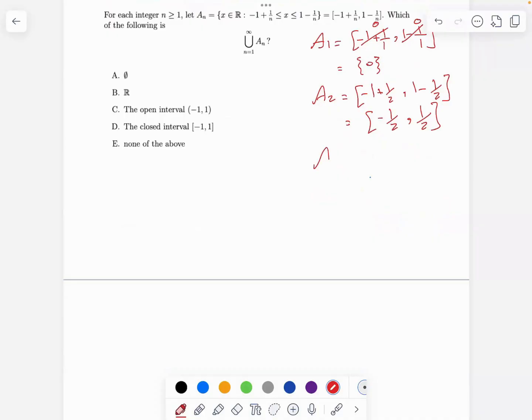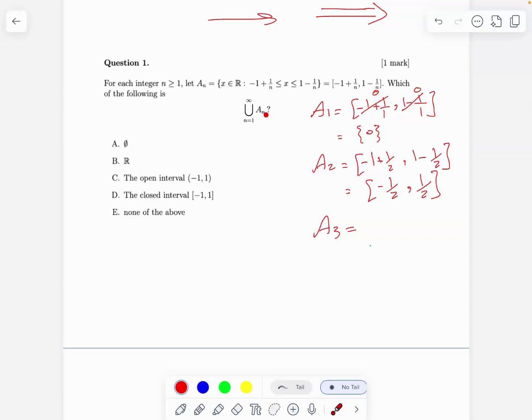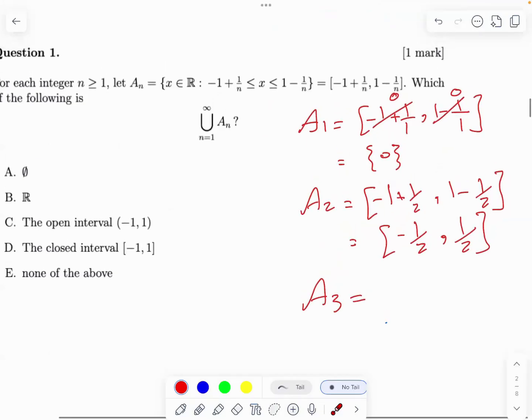A3, pardon. Yeah, I substituting n with, yeah, n equal 1 here. With n equal 1 here and 1, I do substitute n equal 1. Minus 1 plus 1 over 1, 1 minus 1 over 1. So 1 minus 1 over 1.